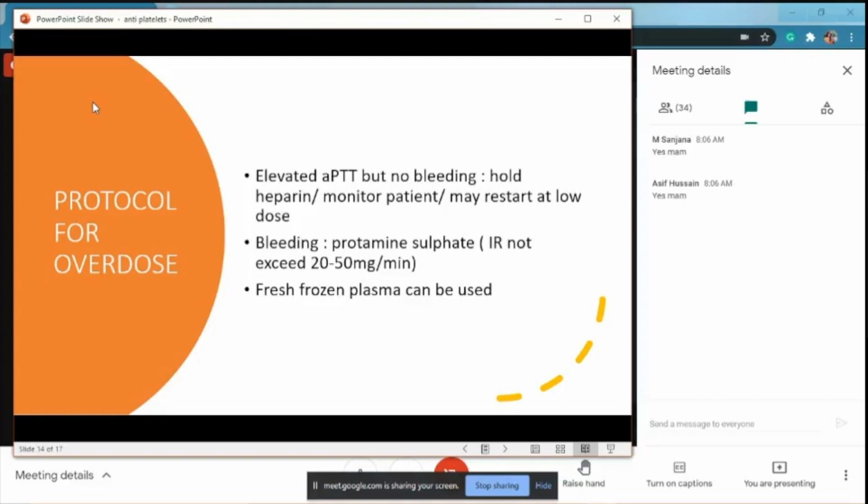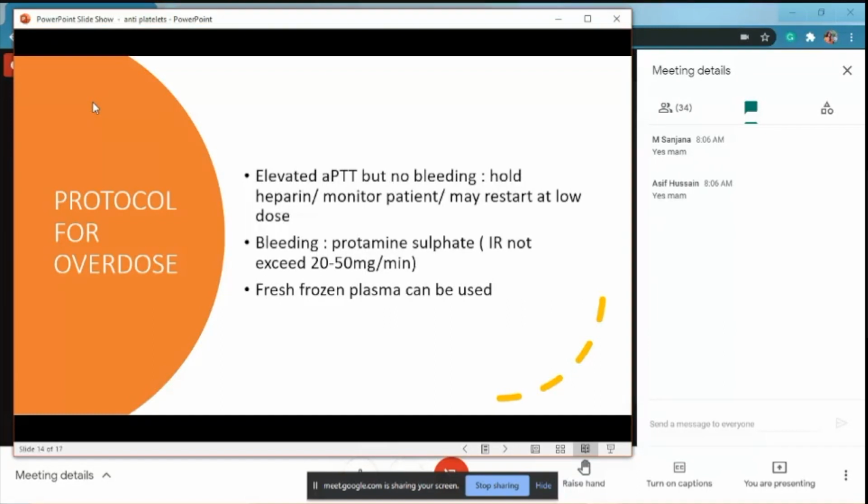But can we use it in low molecular weight heparin? Yes, we can. But usually we use this protamine protocol in unfractionated heparin. So if there is an elevated APTT, we already discussed how to do the adjustment, and there is no bleeding, we usually hold the heparin, monitor the patient, and restart the therapy at a low dose.